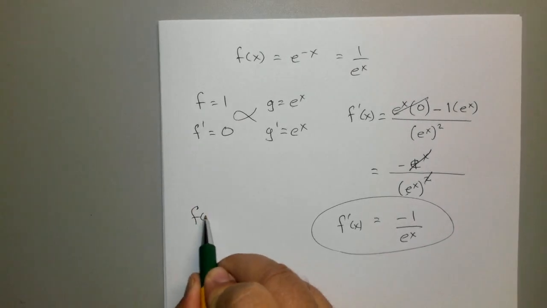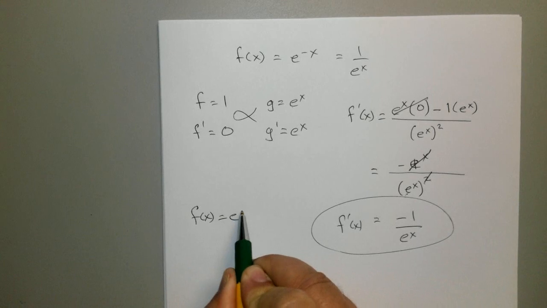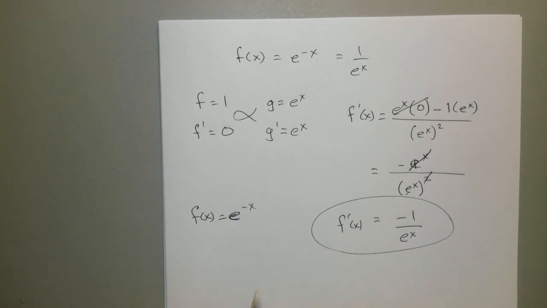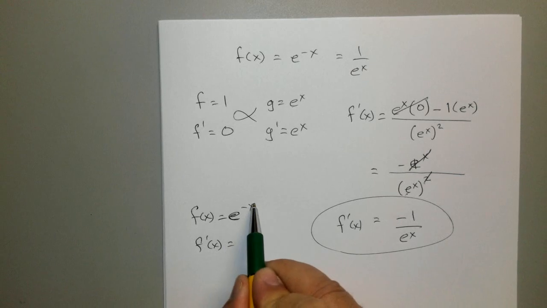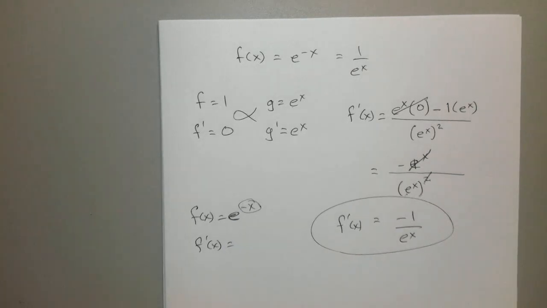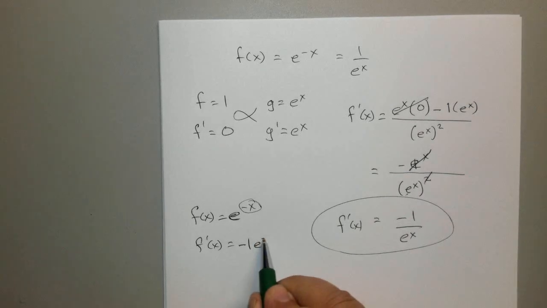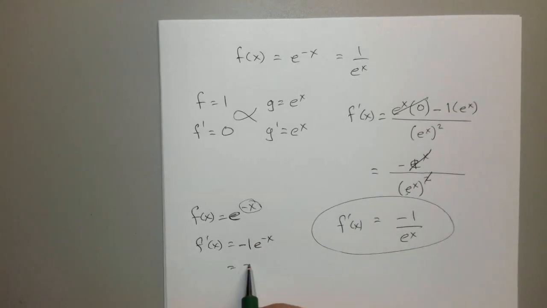Which would have been the same thing had we done it the other way. The derivative of this exponent is what? The derivative of negative x is negative 1, times e to the power negative x. So it's negative 1 times e to the power negative x.